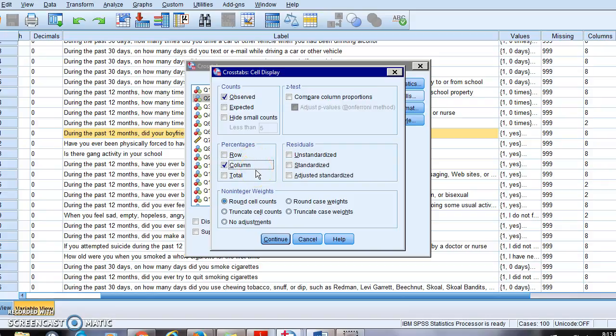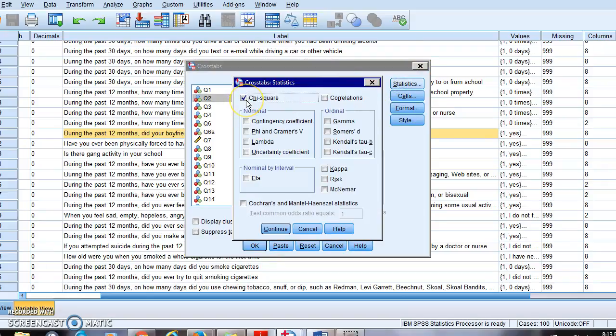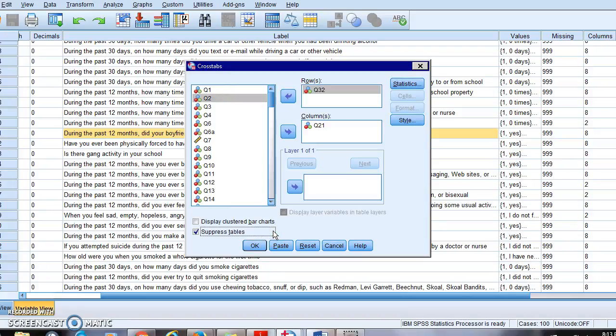And if you want to include row percentages in your output, you can also select row. And if you want to include the total percentages in your output, you can also select total. However, to keep it on a simpler basis, I'm just going to select column percentages for now. Then you hit continue, and then we go to statistics and select chi-square. Chi-square was already selected, but I'll just highlight it for you again. And you hit continue.